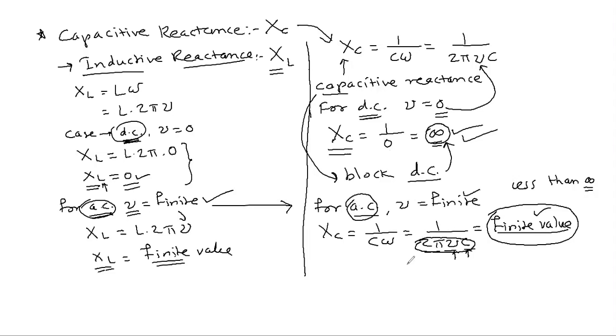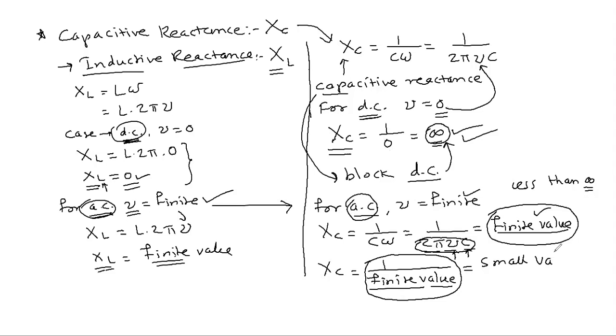You will get some value, and that too 1 upon this small value. That is, Xc is equal to 1 upon a finite value, and 1 upon some finite value is nothing but a very small value. That means this capacitive reactance is a small value as compared to this infinite value. So we can say that in case of a capacitive circuit, it allows AC to flow.